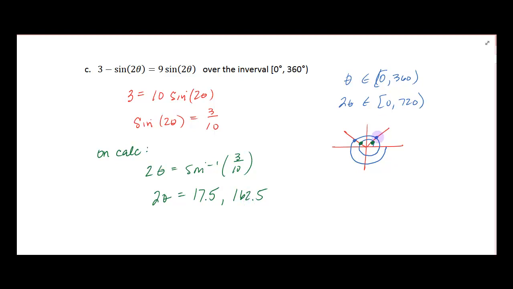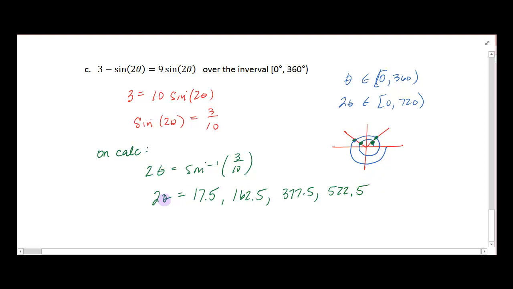So to get the angles in the second revolution, or the remaining solutions, I can just add 360 degrees to both of these, and it will get me back to the first quadrant the second time around, and the second quadrant the second time around. So we'll add 360 to this, and we get 377.5. And when I add 360 to 162.5, I get 522.5. So those are my values for the first and second quadrants.